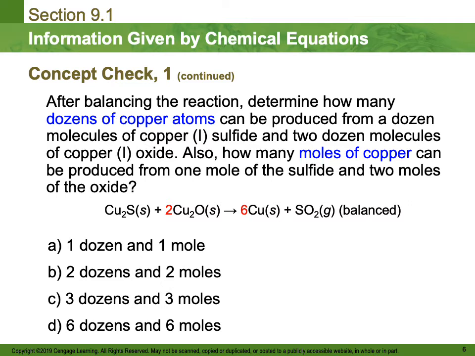So the answer should be, for the first one, 6 dozen, and for the second one, 6 moles, because the proportion stays the same, whether I'm talking about individual molecule, a dozen molecules, or a mole of molecules. As long as I keep the proportion the same, then the balance is upheld. So hopefully here the answer will be D, and indeed the answer is D.